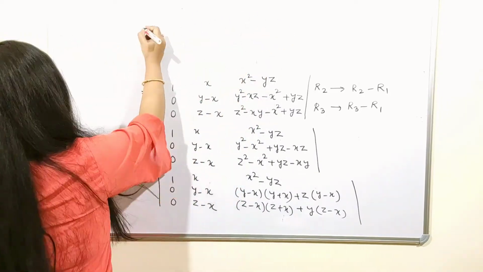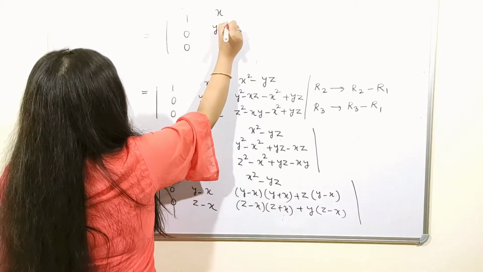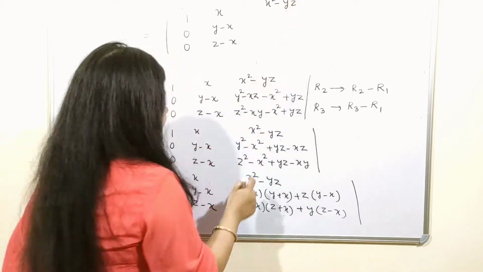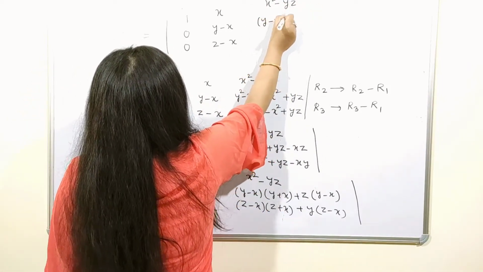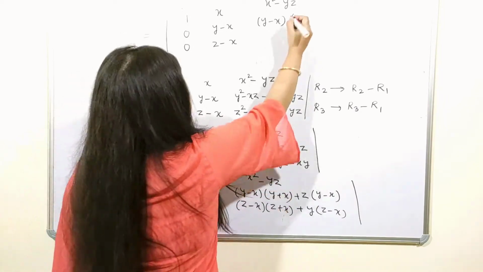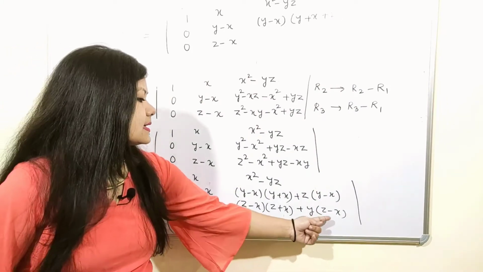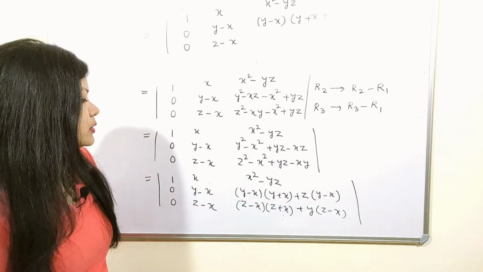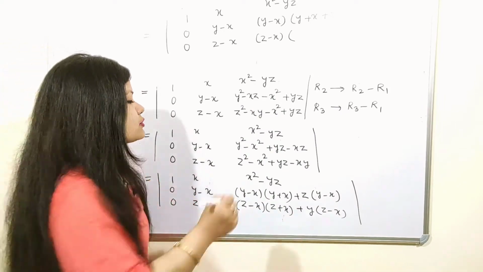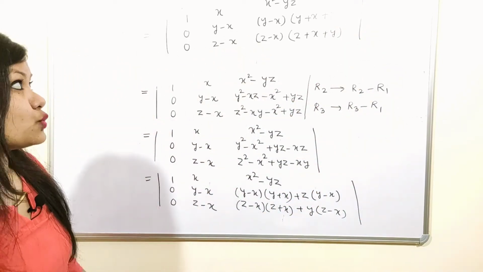Therefore we will simplify the determinant: 1 0 0, x, y minus x, z minus x, then x square minus yz. Here y minus x is common. If you take the common y minus x, it becomes y plus x plus z, that means x plus y plus z. And here z minus x is a common value. So z minus x, then the values are z plus x plus y, that means x plus y plus z.